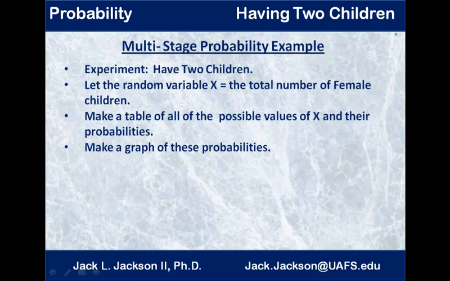Let's do another example now. Suppose we're going to do the experiment of having 2 children. It's quite an experiment, let me tell you. I have 2 myself. Let the random variable x be the total number of female children. Make a table of all the possible values of x and their probabilities, in other words, make the table for the PDF. And then also make a graph, which will of course be a bar graph for this PDF. Go ahead and do that now. Press pause now.